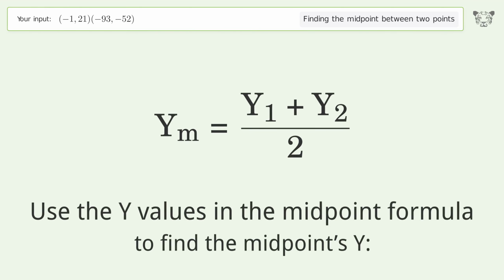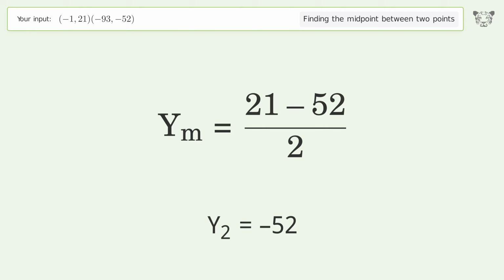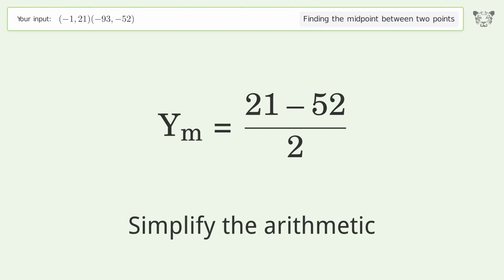Use the y values in the midpoint formula to find the midpoint's y. y1 equals 21. y2 equals -52. Simplify the arithmetic.